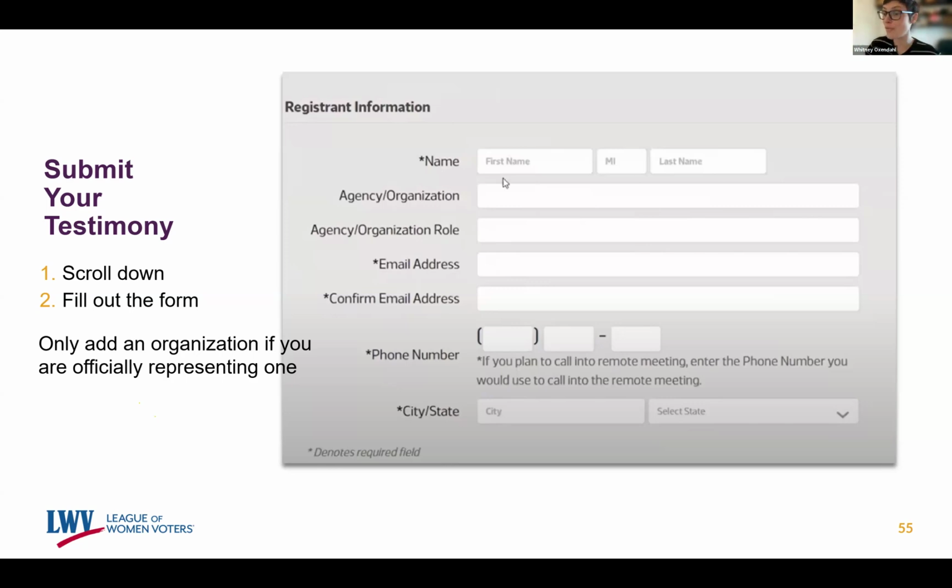So if you're a League of Women Voters member on this call, the board, like say the Bismarck-Mandan League of Women Voters would have to vote and make you their spokesperson. So if you're a league member, you're just representing yourself as an individual and not the League of Women Voters.